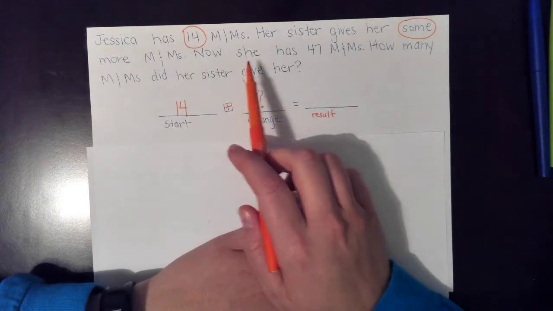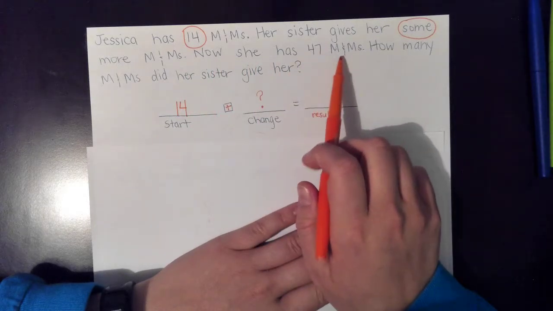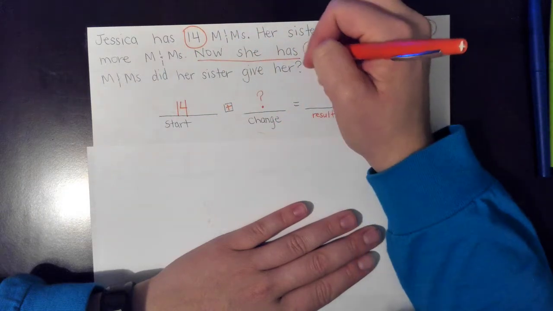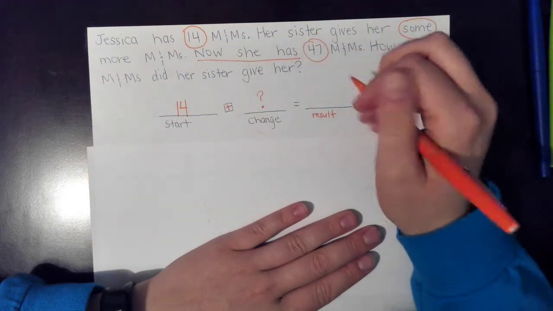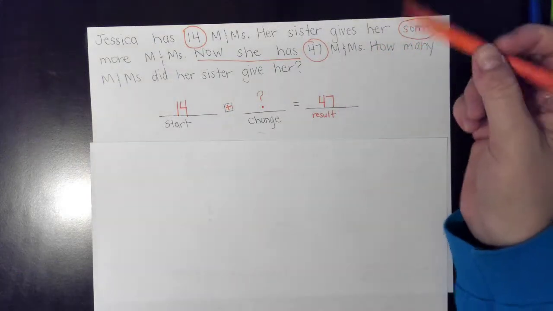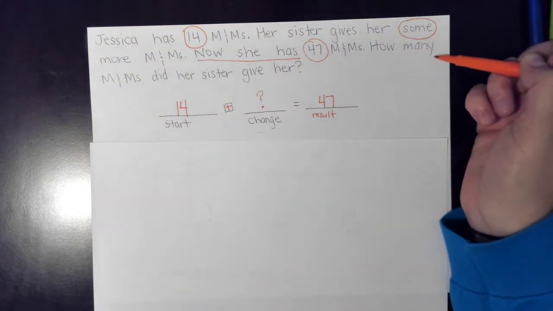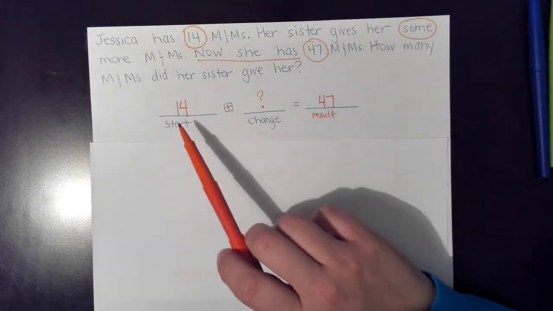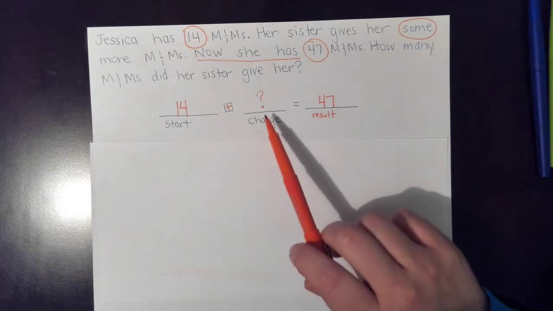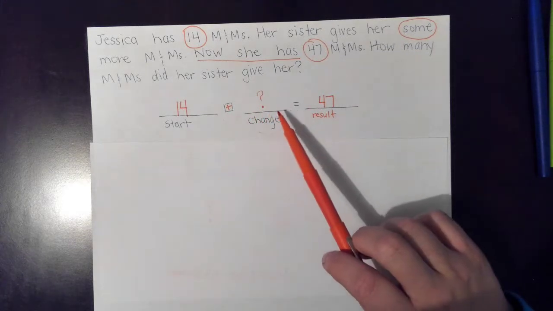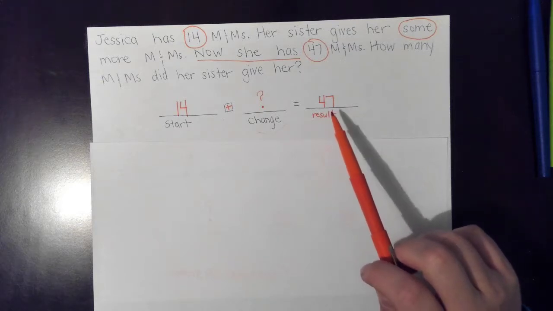So that says now she has 47 M&Ms. So now she has 47. So at the end of that, she has 47 M&Ms. So the question I need to answer is how many M&Ms did her sister give her? So I'm looking at my problem. I know how many she started with. I don't know how many her sister added to what she has, but I know now she has 47.